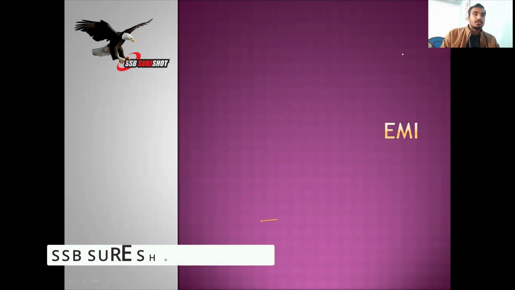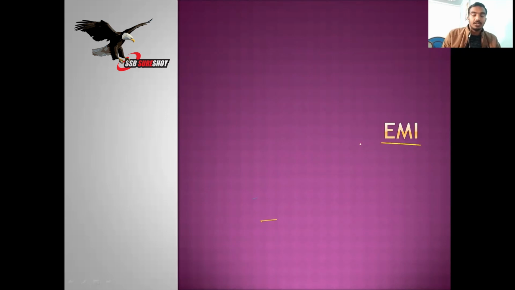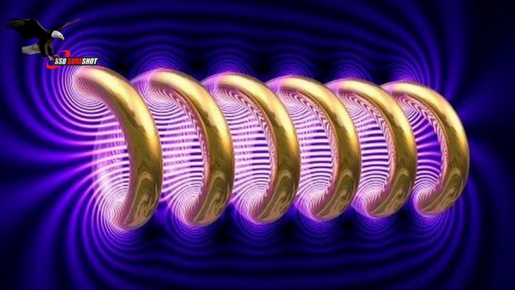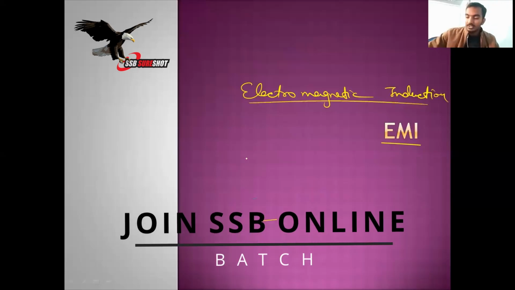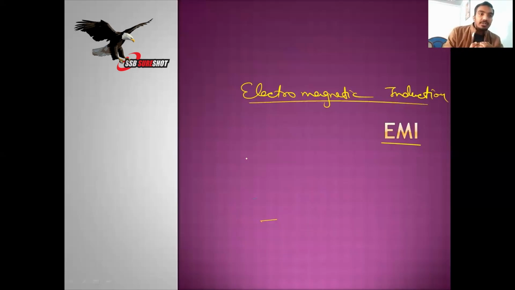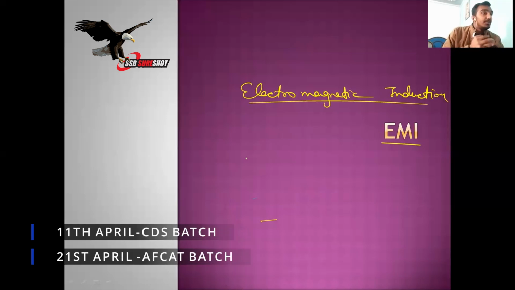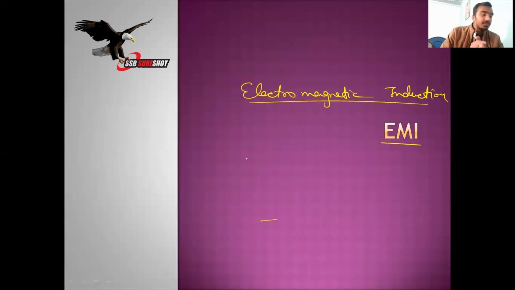All right. So once again, I welcome you all in this new topic, that is EMI. Now, what is the meaning of EMI? That is electromagnetic induction. So in this, we are just going to see how a change in magnetic field produces some EMF. EMF kaise produce karta hai koi bhi change agar magnetic field ke andar aata hai to. All right. So now let us start.